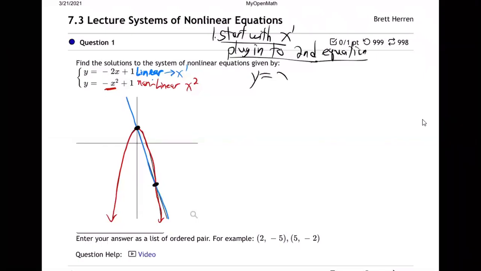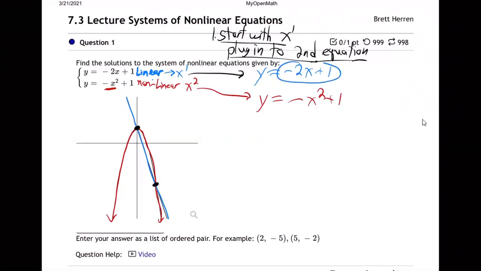So the first equation is y equals minus 2x plus 1. I'm going to plug that into the second equation. The second equation right here is y equals minus x squared plus 1. Well, if y equals minus 2x plus 1, then I can plug it in right there for y because it's equal.